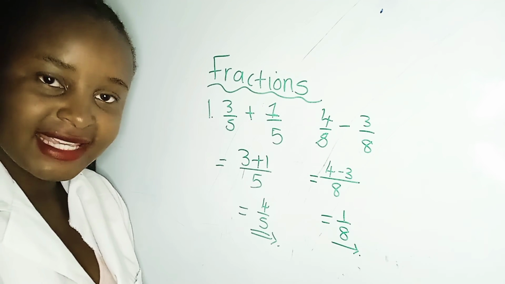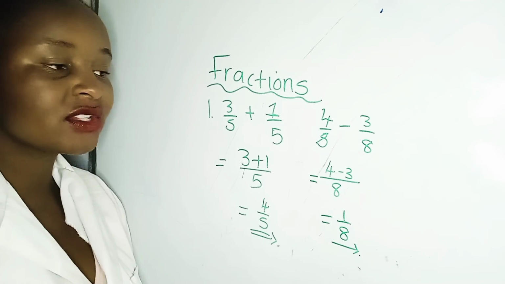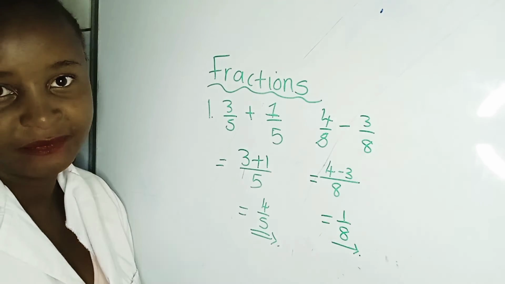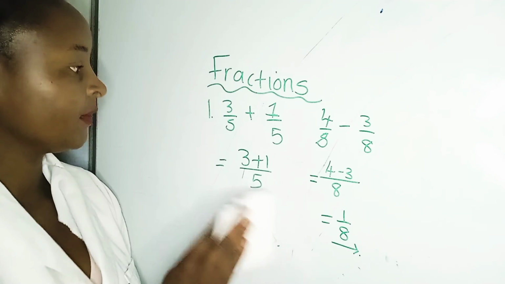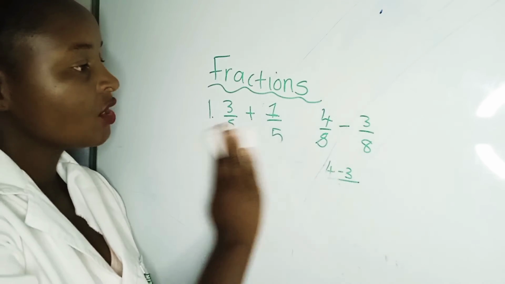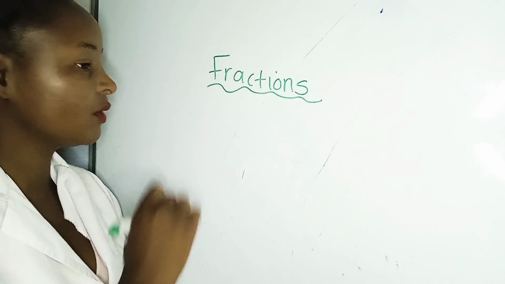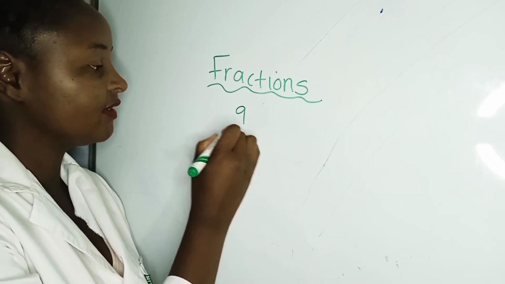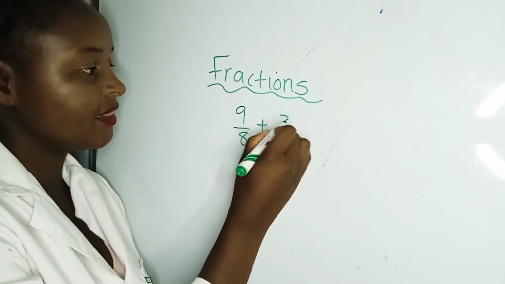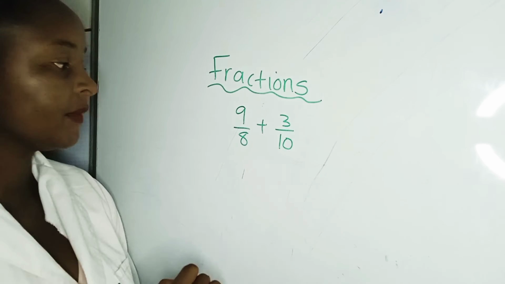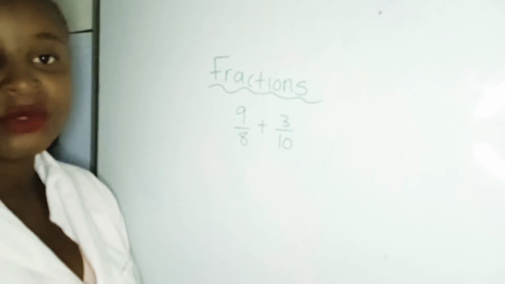But it's not always the case. Sometimes they can give us questions where denominators are not the same. And what do we do? Okay. Let me erase so that we can look at the second type of questions. For example, we have 9 over 8 plus a 3 over 10. Okay, we have 8 and 10, they are not the same.